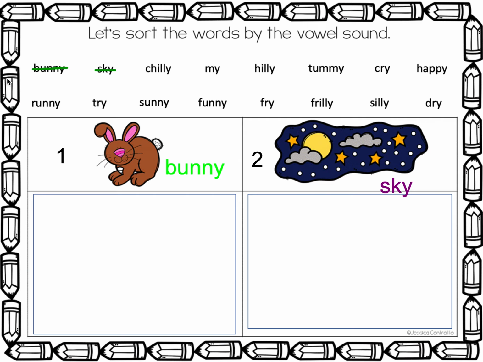Sunny is the next word that starts with an S. You're going to write the word sunny. If it sounds like bunny on the end, you're going to write the number one. If it sounds like sky on the end, you're going to write the number two.